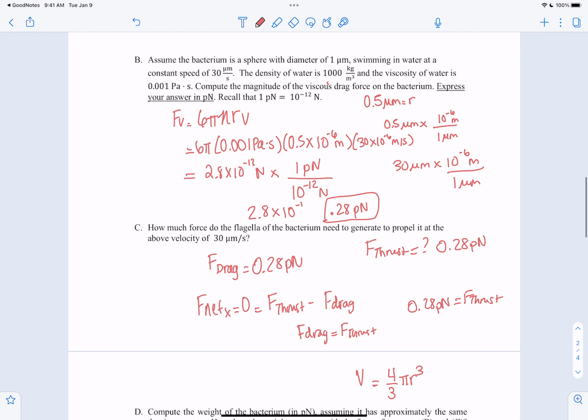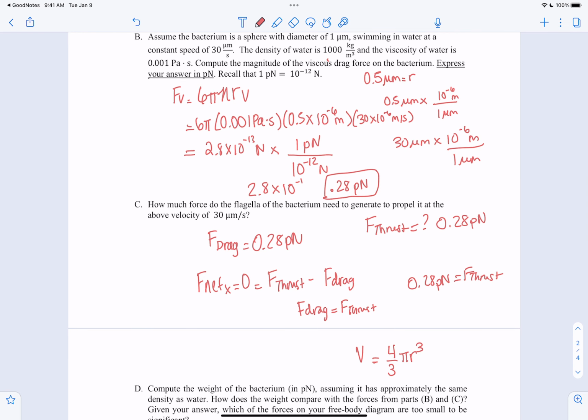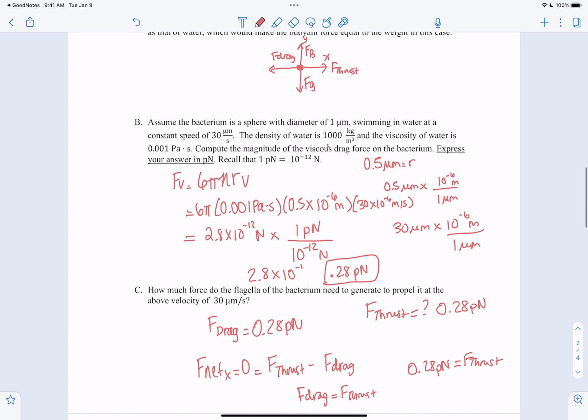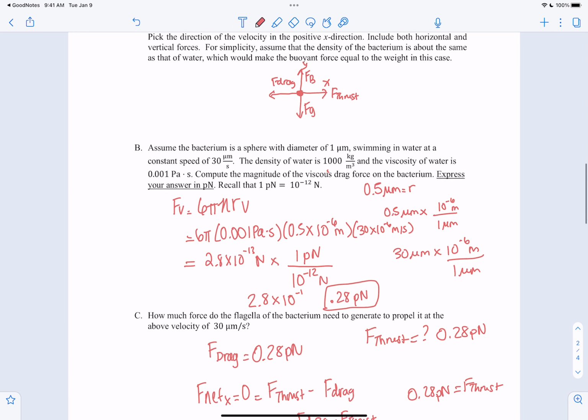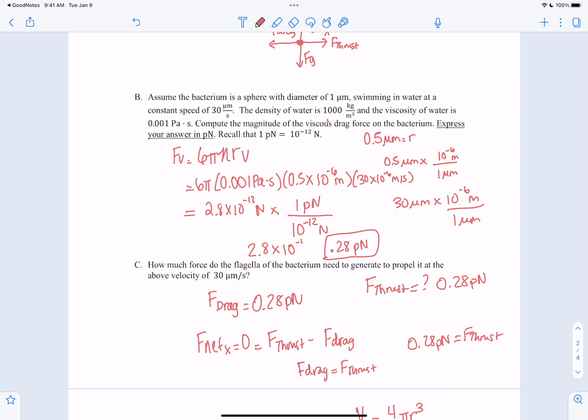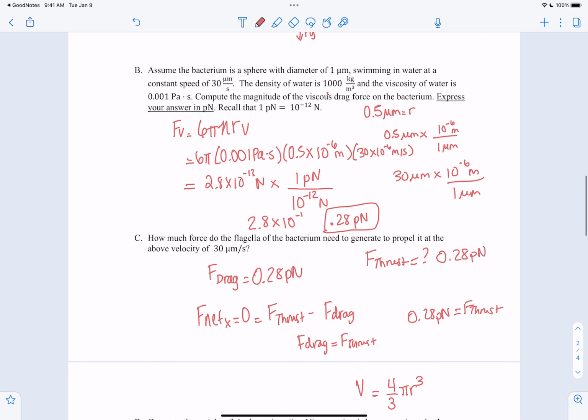Because parts B and C, we can see that we said this viscous drag force was 2.8 times 10 to the negative 13 newtons. We know that the buoyancy is equal to the gravity anyway. Our thrust force is still equal to that 0.28 piconewtons, that 2.8 times 10 to the negative 13.